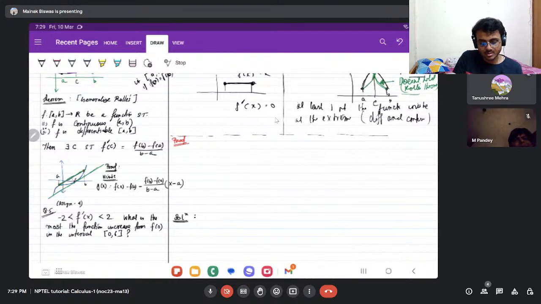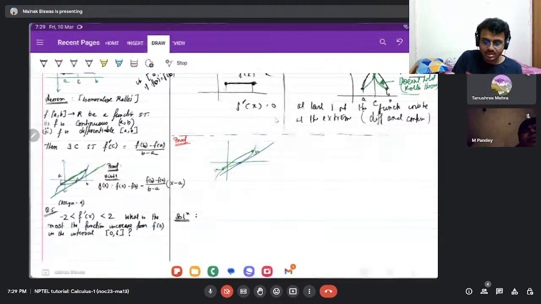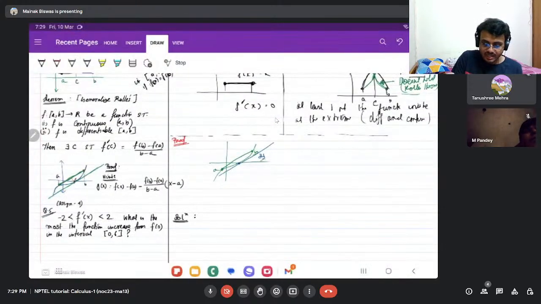Okay? Did you understand what I said? So A and B is here, right? If I join these two points, I will have an intermediate C such that at that C the derivative dy/dx at C is equal to (f(b) minus f(a)) by (b minus a), right? This is my idea. So this is the slope of the line joining A and B. If you want to find the slope of a line between 2 points, it's (f(x2) minus f(x1)) by (x2 minus x1), right?